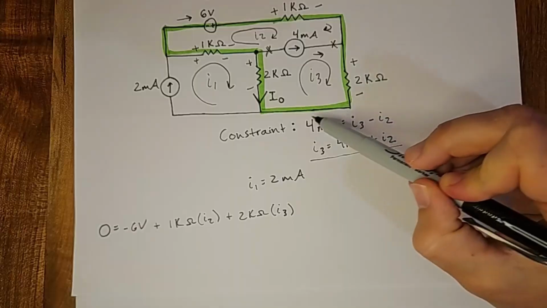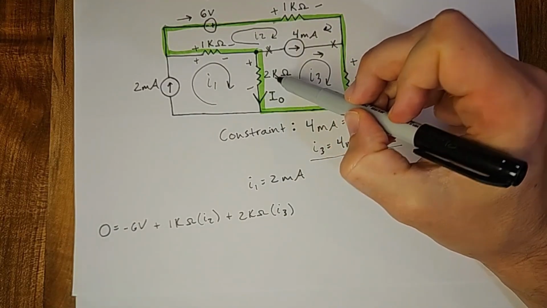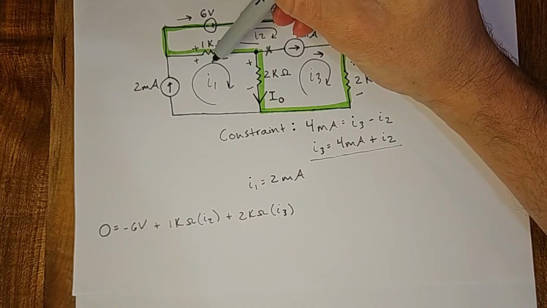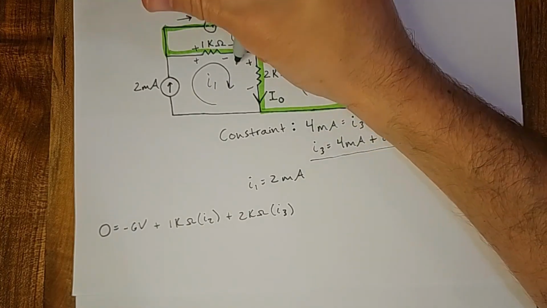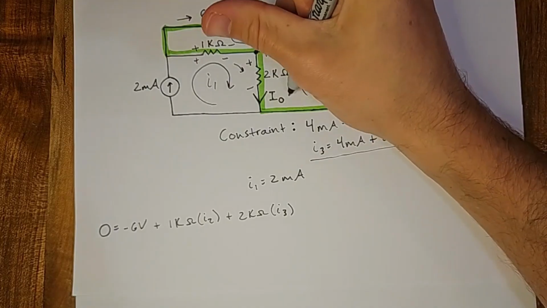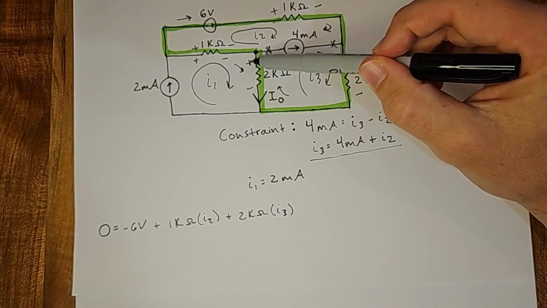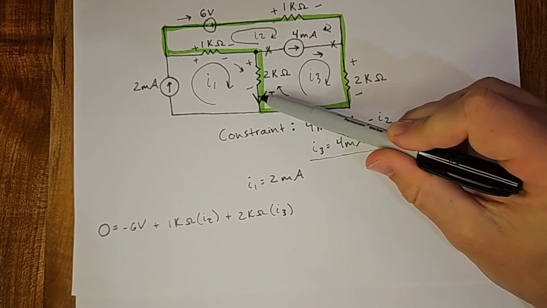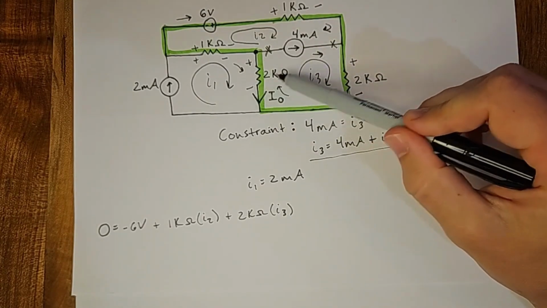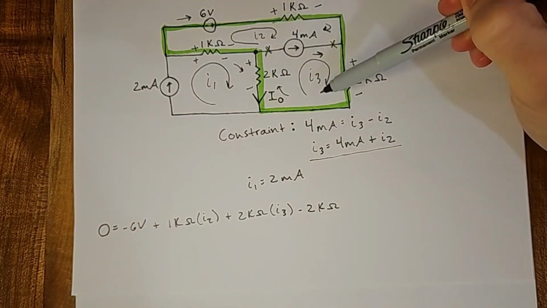All right, we're going to keep following the supernode. Now we're going to hit the negative side of this 2k ohm resistor, and it's shared. It has current I1 coming down. It's got current I3 going up. So here's I1, there's I3. We're going to use whichever one hits the positive side, and put that one first, then it'll be minus the current hitting the negative side. So let's write negative 2k ohm times I1 minus I3.